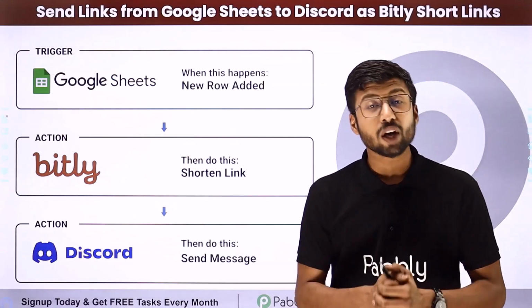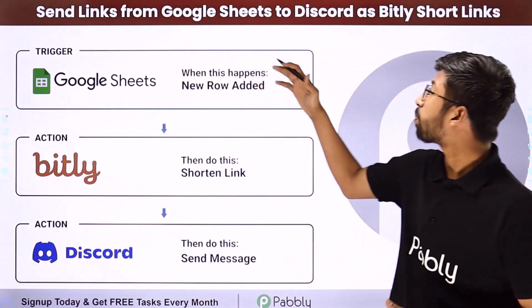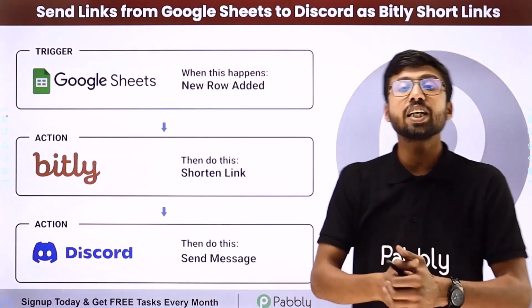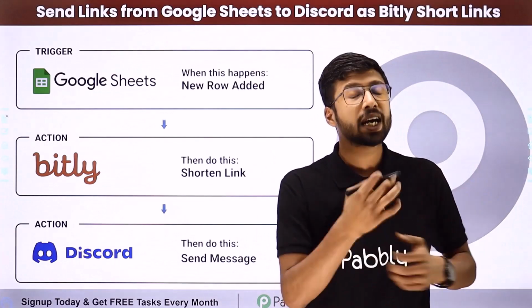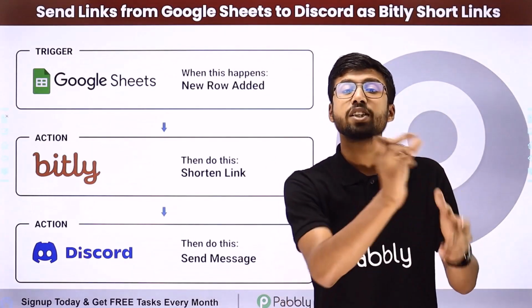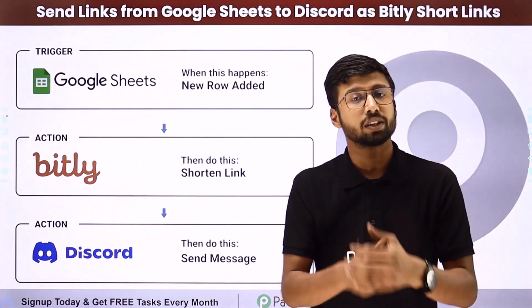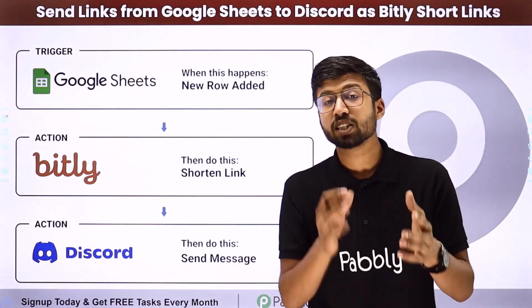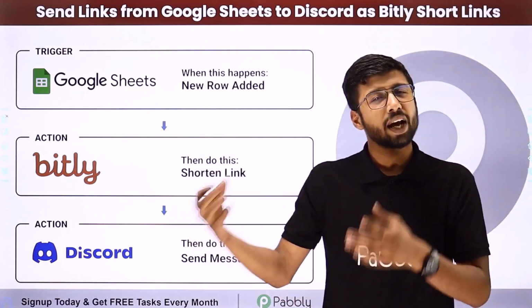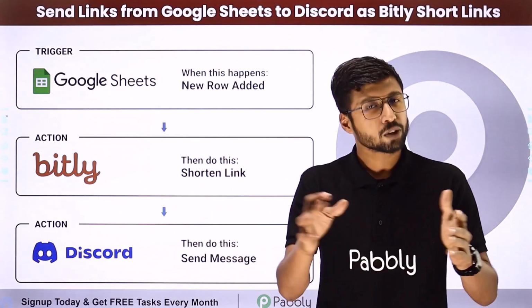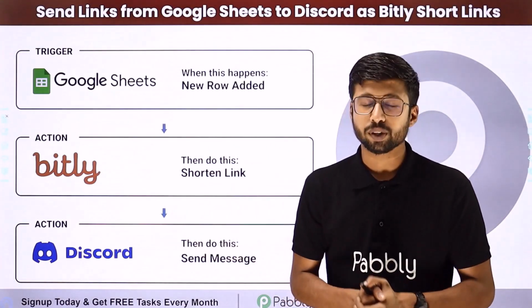So in this video, we are going to learn how to send links from Google Sheets to Discord as bit.ly short links. Now suppose, guys, you are adding some kind of data into your Google Sheet, and in that data, you are also adding some kind of long links, long URLs. And you want to shorten those URLs using bit.ly and send those URLs and content from the Google Sheet as a message on your Discord channel. So let me tell you, you can completely automate this process.